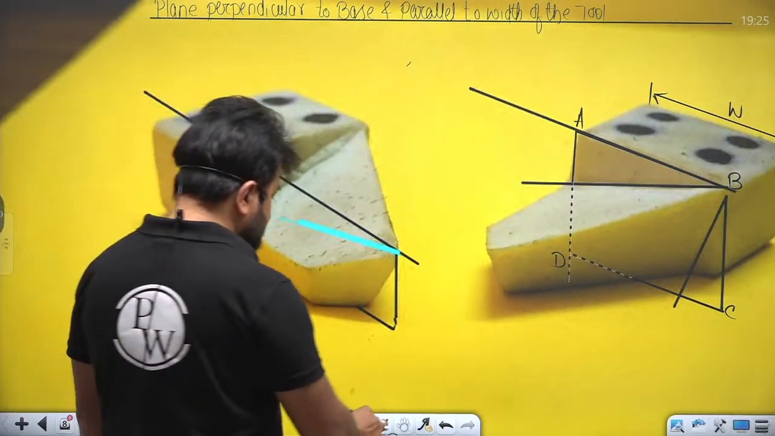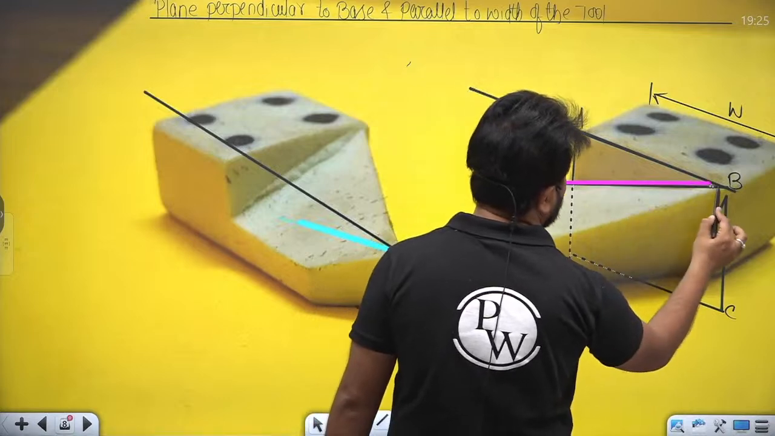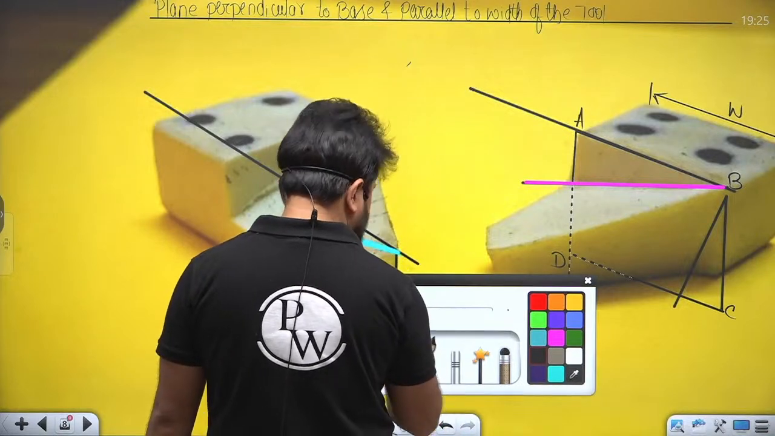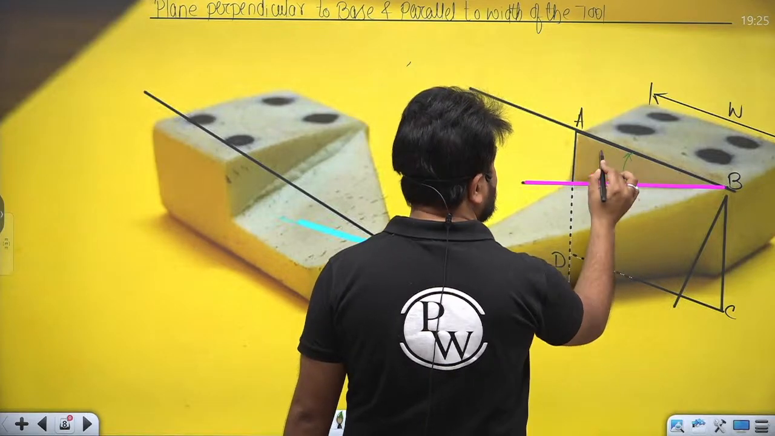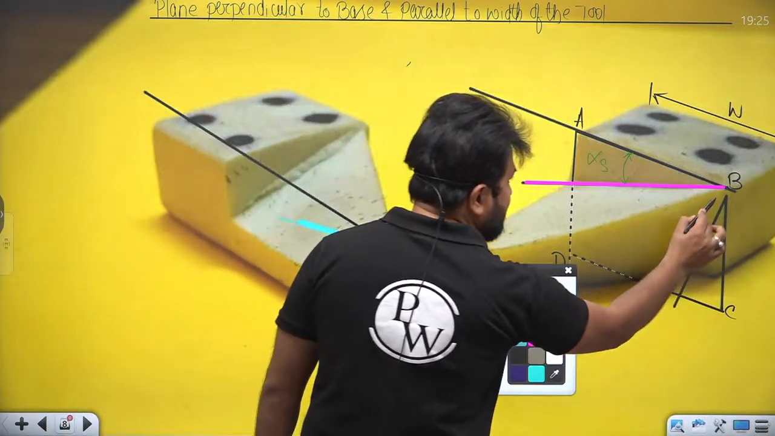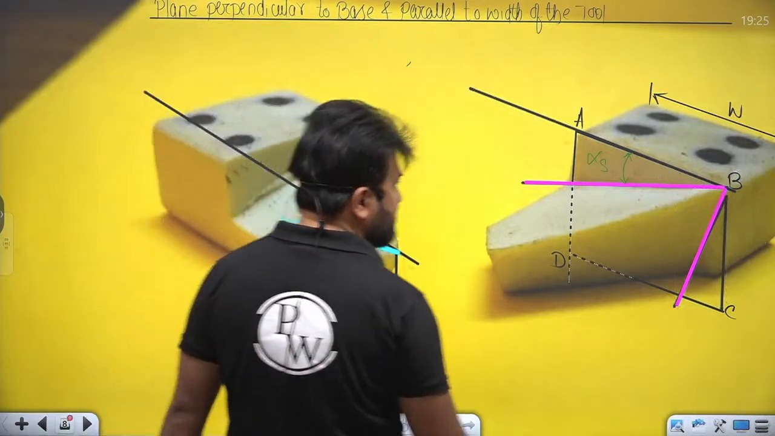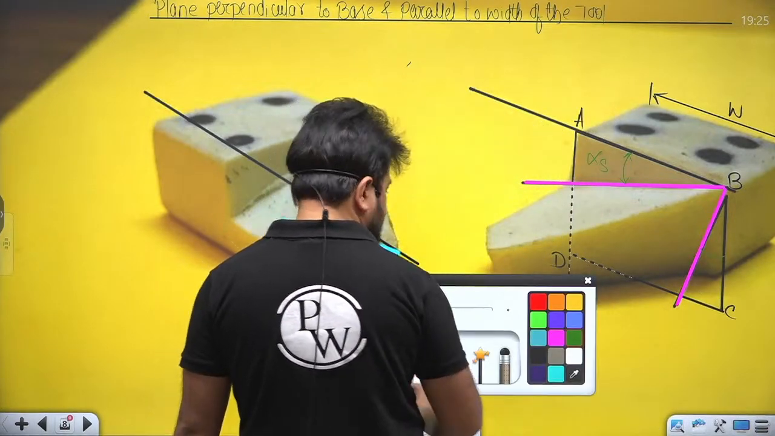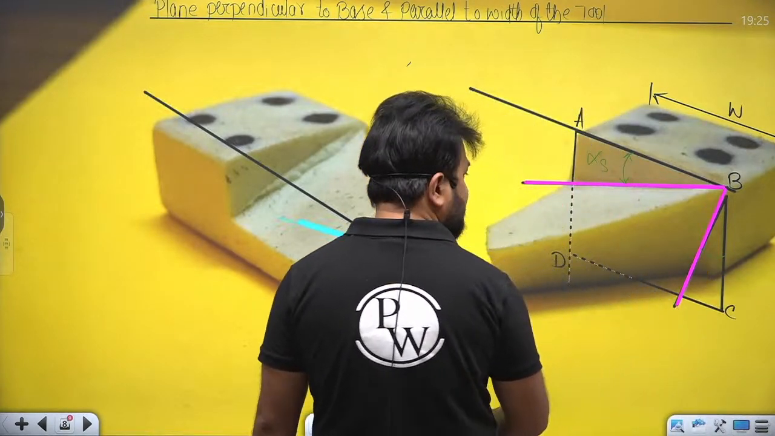Now in this plane, see the inclination of the rake surface. It is known as side rake angle. In this plane, see the inclination of the side flank. It is known as your side relief angle, right?